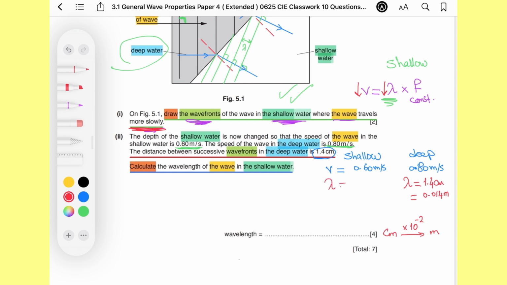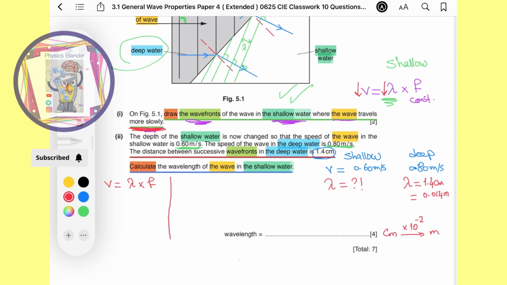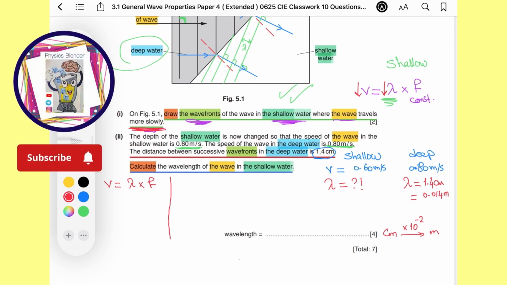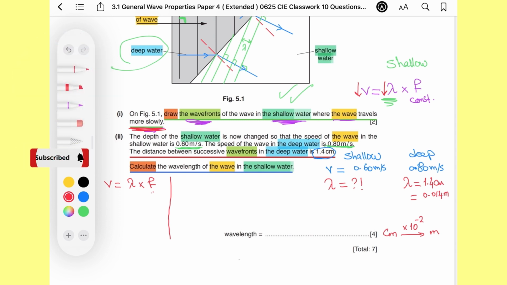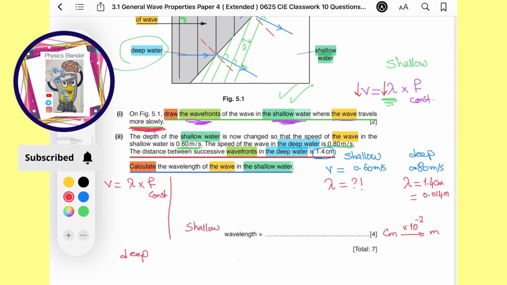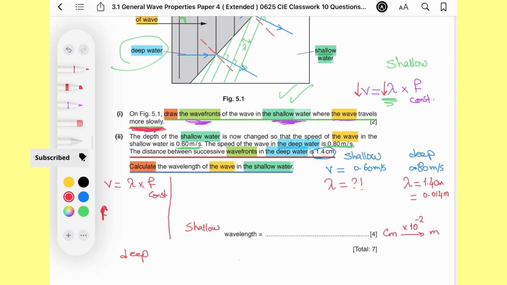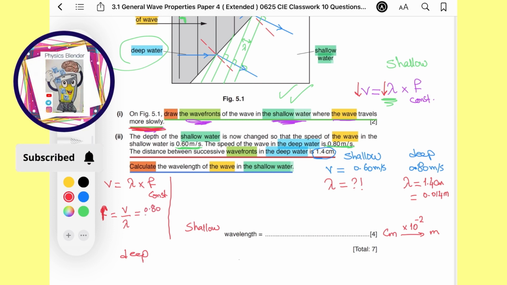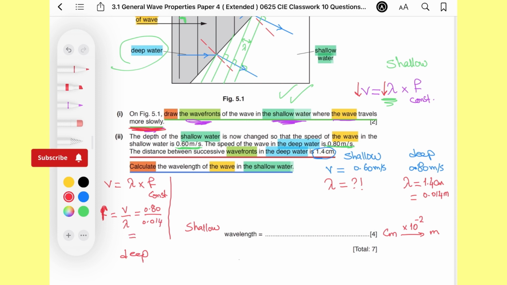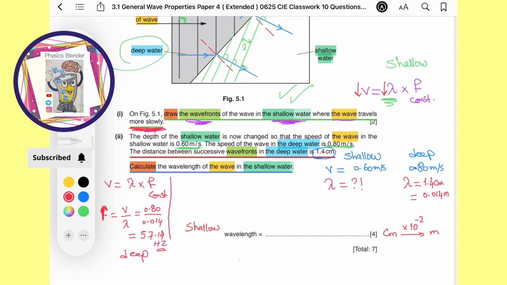But the wavelength in shallow water is not given, it is required to find. We will start using the wave equation. Since during refraction the frequency is constant, in deep and in shallow water, you can rearrange to find the frequency first. So f is equal to speed divided by wavelength, which is 0.80 divided by 0.014. So the frequency will be 57.14 Hertz. Only the final answer should be rounded.